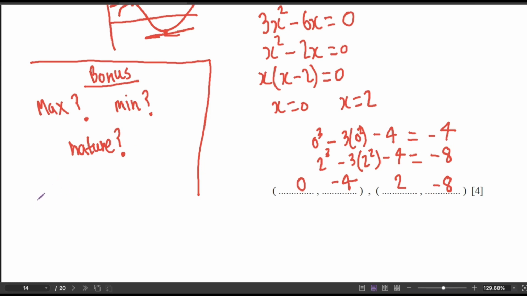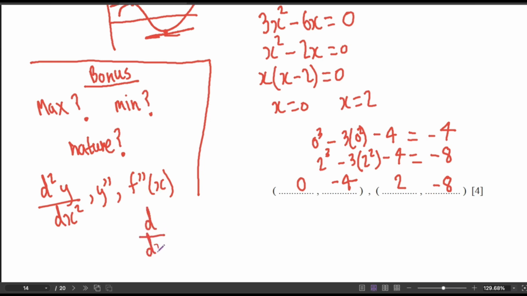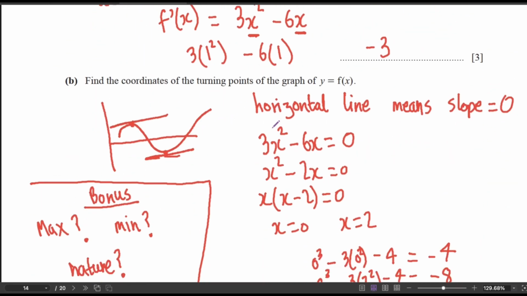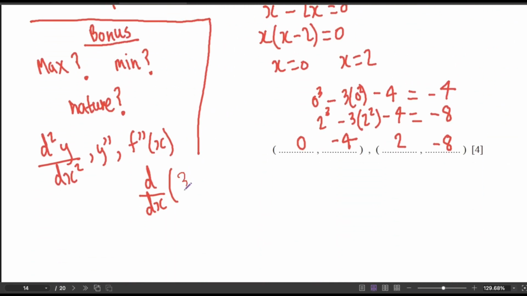Well, what we do is we take the second derivative. So you write it as d squared y by dx squared. That's just the notation. Or you could write y prime prime or f prime prime of x. All it is, you just take the derivative of the derivative that you already have. So in our case, our derivative was 3x squared minus 6x. So we have to take the derivative of 3x squared minus 6x. Well, that's pretty simple. We know how to do this.